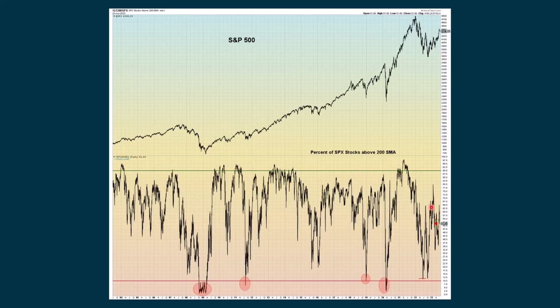Then we also keep an eye on the percent of stocks in the S&P that are above their 200-day simple moving average, and we're just barely above 50 right now. As a general rule, when we're above 50, that's positive. When we're below 50, that's negative. We can also use this as an oscillator to give us an extreme positive or negative reading.